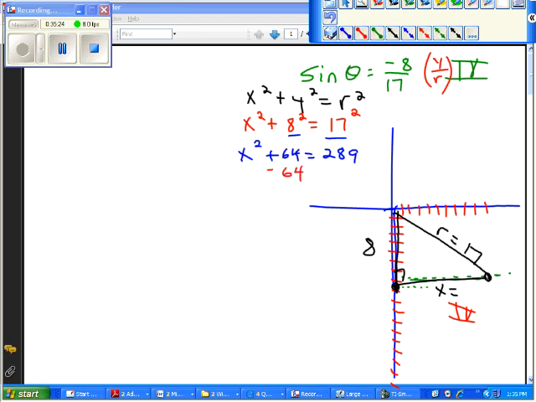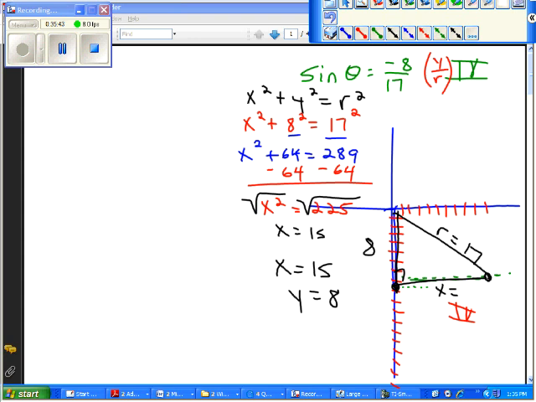And then we're going to start undoing. We'll undo addition by subtraction, and we'll get x squared is equal to 225. And then we're going to get rid of the square with the square root, and we're going to get x is equal to 15. So I have x equal 15, y equal 8, and r is equal to 17. And I know I'm in quadrant 4, so I ought to be able to answer all the questions. Okay, so we got that.